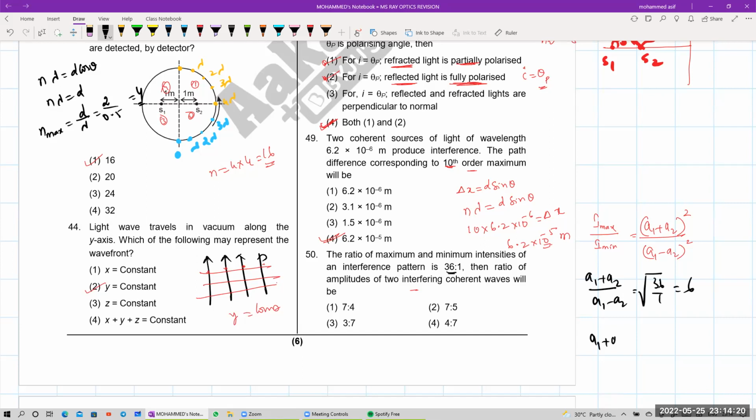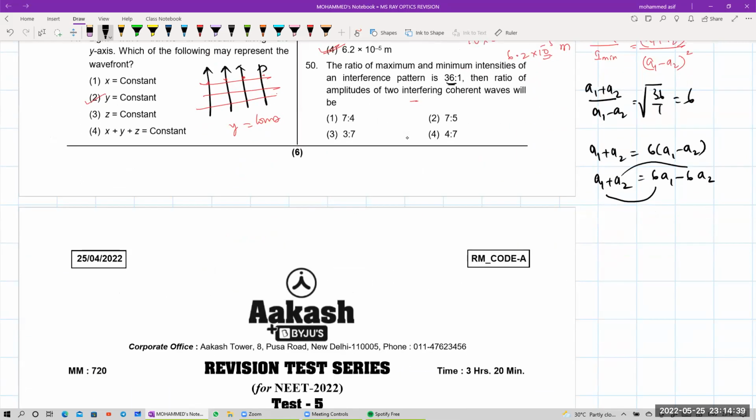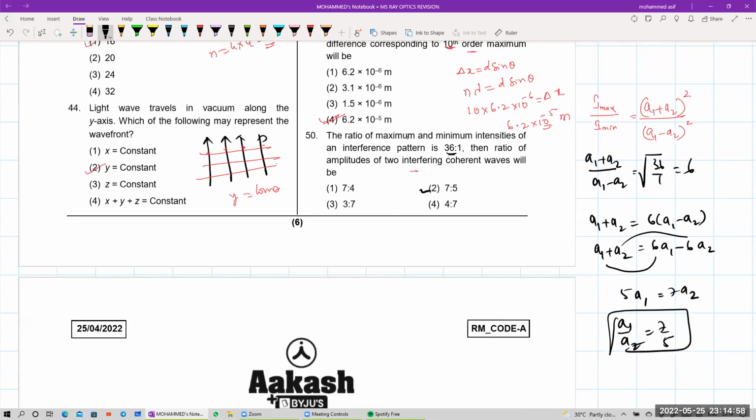यानी A1 plus A2 is equal to 6 times of A1 minus A2. यानी that will be equal to 6 times of A1 minus 6 times of A2. This is your A1 plus A2. Isn't it? All the A1 terms एक जगह ले लीजिए, A2 terms और another जगह. तो अगर ये इधर आ गया तो this will become for me 5 times of A1 is equal to 7 times of A2. Isn't it? So A1 by A2 कितना आ रहा है बेटा? A1 by A2 is equal to 7 by 5. Okay? So 7:5 will be the answer.